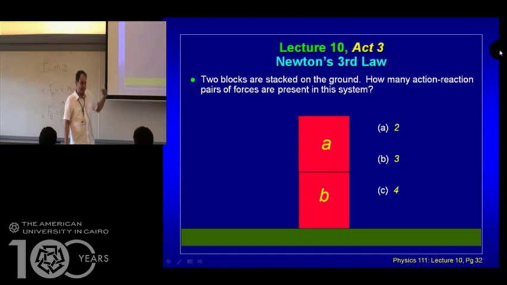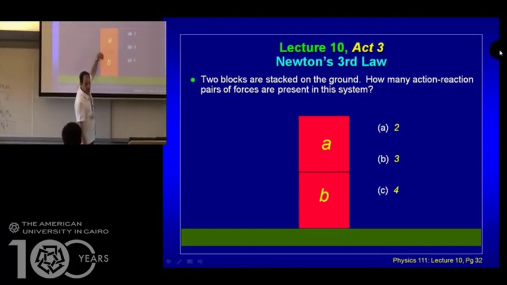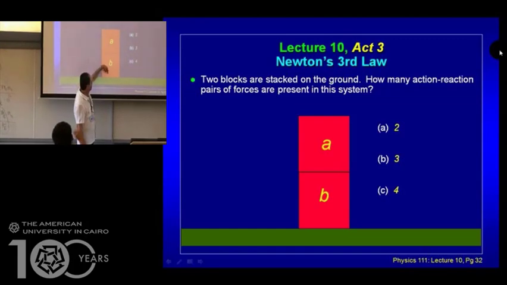Okay, and in here, what are you going to have? Ali, 4. Why 4? Or 3, sorry. Why 3? There's a contact force between A and B. That's one pair, A on B and B on A. Contact force between B and the ground, that's 2 pairs. Yes, and gravity from A and Earth, gravity from B and Earth. That's 4. I'm sorry, there's no gravity between A and B.